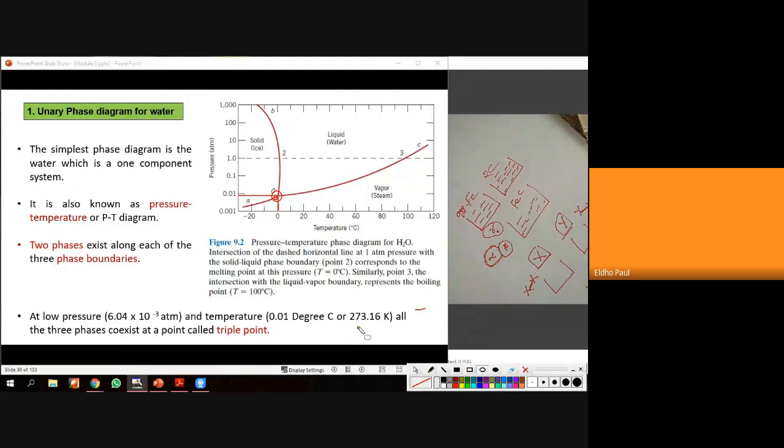Okay, and these are the phase boundaries. This is called the solidus phase boundary, where solid ice is converted into water. And this is the liquid phase boundary, where liquid water is converted to vapor.